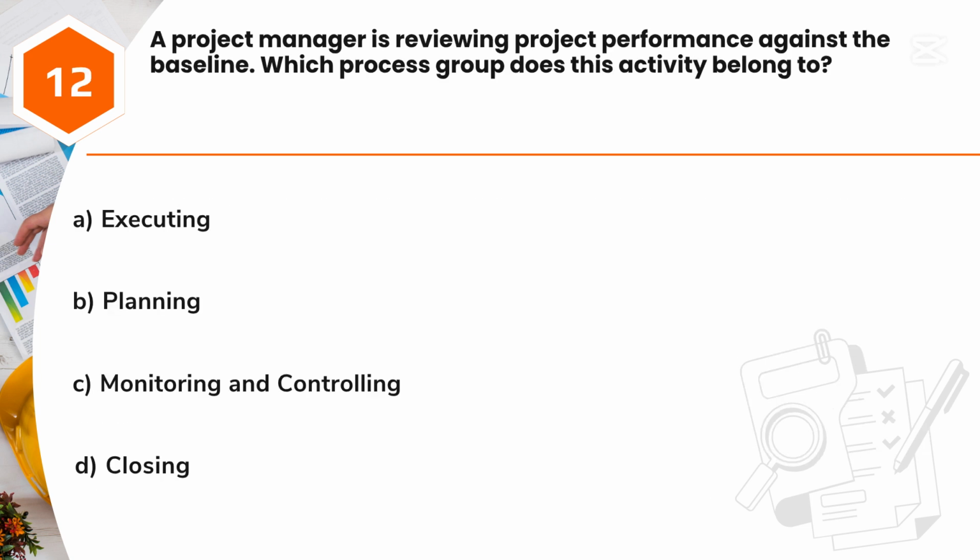Question 12. A project manager is reviewing project performance against the baseline. Which process group does this activity belong to? A. Executing. B. Planning. C. Monitoring and controlling. D. Closing.